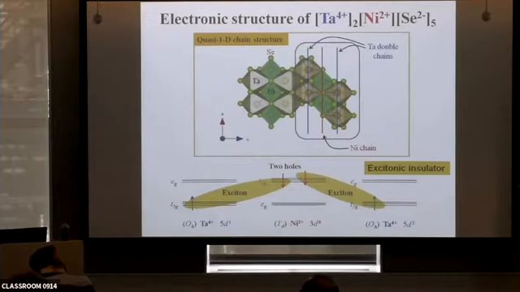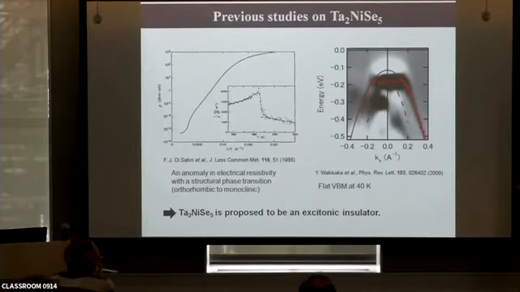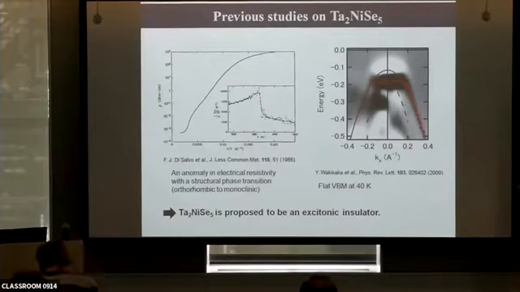So let us look at the previous studies of this sample. In 1986, they measured the electrical resistivity depending on the temperature. In the data of the derivative of resistivity with respect to temperature, it showed an anomaly at around 320 Kelvin. Actually, this temperature coincides with the structural phase transition temperature. And in 2009 a Japanese group did the ARPES measurement on this sample and found an unusual flat band near the gamma point. Due to this unusual behavior, this sample is proposed to be an excitonic insulator.